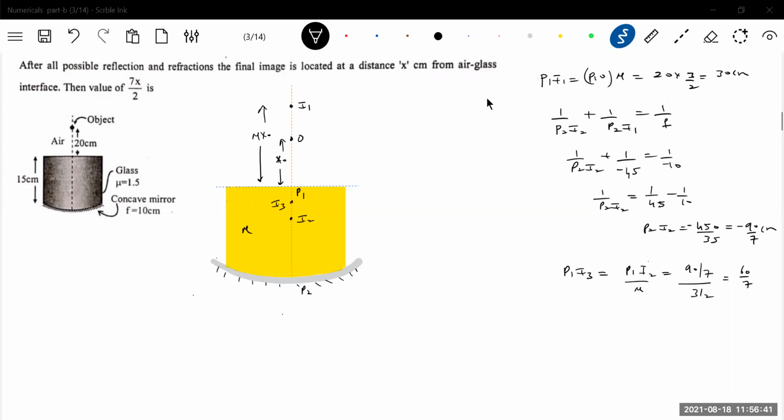Oh, from the mirror, no? Okay, got it. P1 I2 is not 90 by 7, it is 15 minus 90 by 7. Yeah, I'll change it. Don't substitute sign, only distance, no? Then we'll get the final answer.